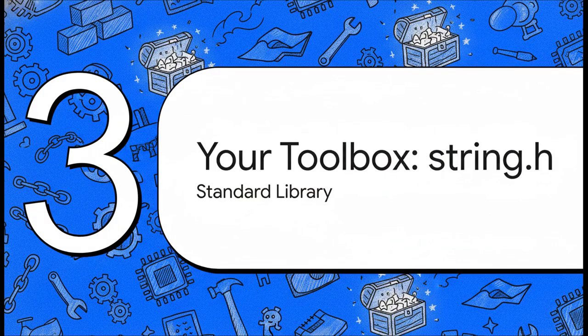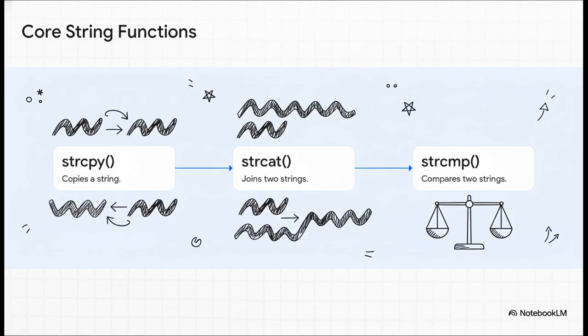Now, the great news is you don't have to reinvent the wheel every time you want to work with strings. C gives us this awesome toolbox called string.h. It's a whole library packed with functions to make our lives easier. Let's check out the big ones. So let's talk about the 3 core functions you absolutely need to know. First up is strcpy, which is for, you guessed it, copying a string. Then there's strcat, which lets you join 2 strings together. And finally, strcmp, which is for comparing them. Copy, join, compare. These are your workhorses.